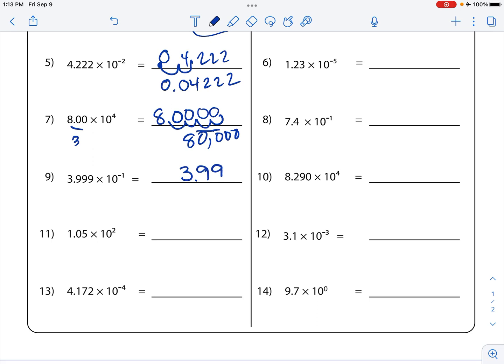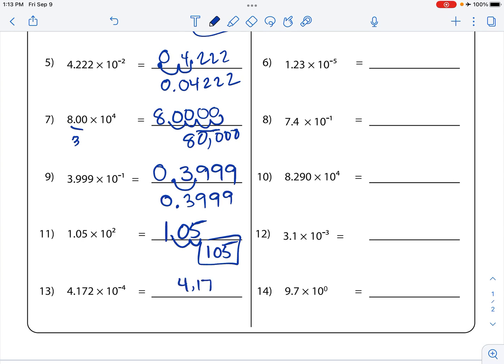3.999 times 10 to the minus 1 means we move our decimal place 1 spot, and so we have 0.3999. You notice I keep adding a 0 in the ones place? That's just to show definitely that we have a decimal, it's less than 1, because sometimes maybe my decimal place isn't very large, or I did it quick, and maybe people don't notice, and they think it was 3,999, and it is definitely not. 1.05 times 10 to the 2, 1, 2 spots to the right, clean it up to 105. 4.172 times 10 to the minus 4, that's to the left, 1, 2, 3, 4 spots.